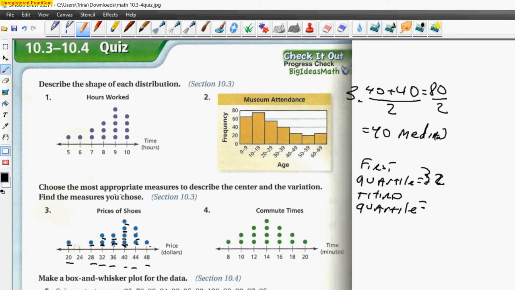Let's see where we're at. It's 1, make a mark of it. 2, 3, 4. So the third quartile is what? If you said 44, you are correct. It is 44.